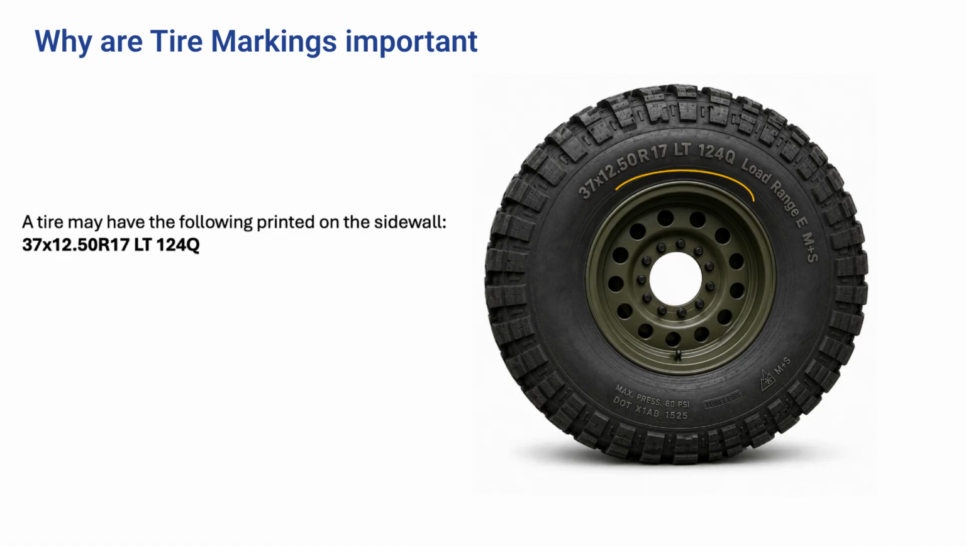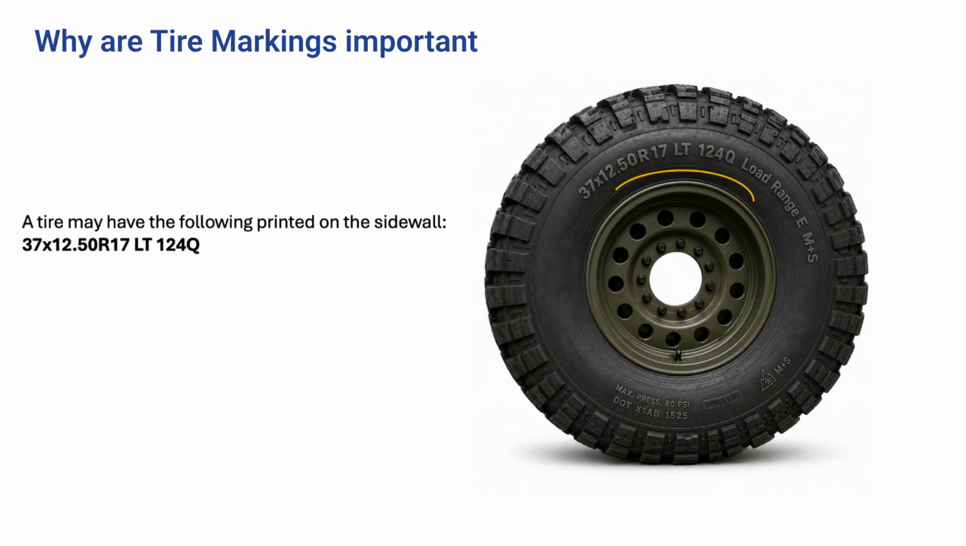Tyre markings may look like a simple combination of numbers, letters, and symbols, but they contain critical engineering information about the tyre. Understanding tyre markings is important because they directly influence load capacity, vehicle speed, mobility, gearing calculations, and suspension design. For example, the tyre size marking tells us the tyre width, aspect ratio, and rim diameter. These dimensions affect the overall tyre diameter, ground clearance, rolling radius, and vehicle speed calculations.